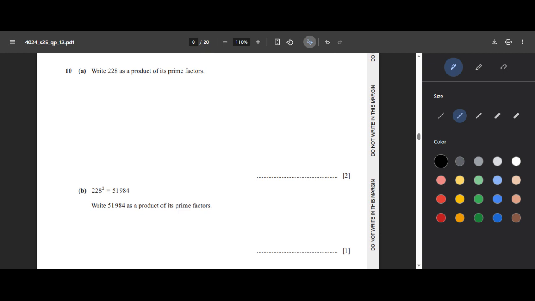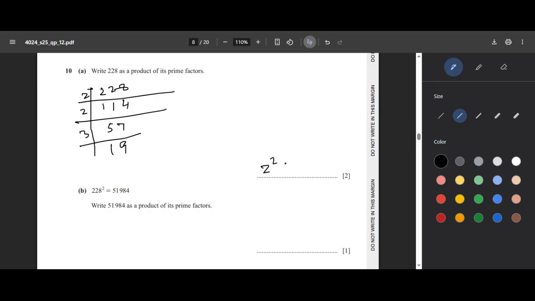Write 228 as a product of its prime factors. For prime factors of 228, draw a line like this. 228, 2 1s are 2, 2 1s are 2, 2 4s are 8, 2 5s are 10, 2 7s are 14. Now by 3, 3 1s are 3, 3 9s are 27, that's it. So prime factors of 228 will be 2 square multiplied by 3 multiplied by 19.